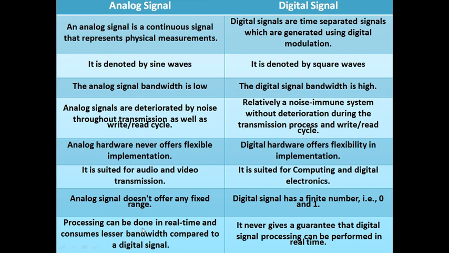Processing can be done in real time and it consumes a lesser bandwidth, whereas your digital signals cannot be processed in a real time manner. So these are some of the differences. So this is about your analog and digital signal.